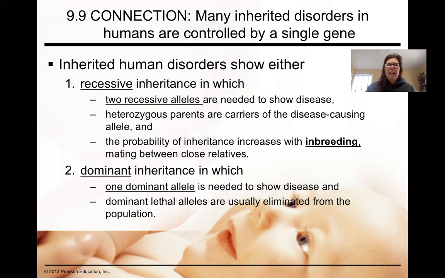Now, dominant inheritance means you only need to get one bad copy and you have the disease. And so dominant alleles that are lethal tend to be eliminated from the population. Not that all dominant alleles are lethal, but for ones that are, you get one copy and you die, therefore you can't pass it on. So there are a couple different dominant disorders we're going to talk about.